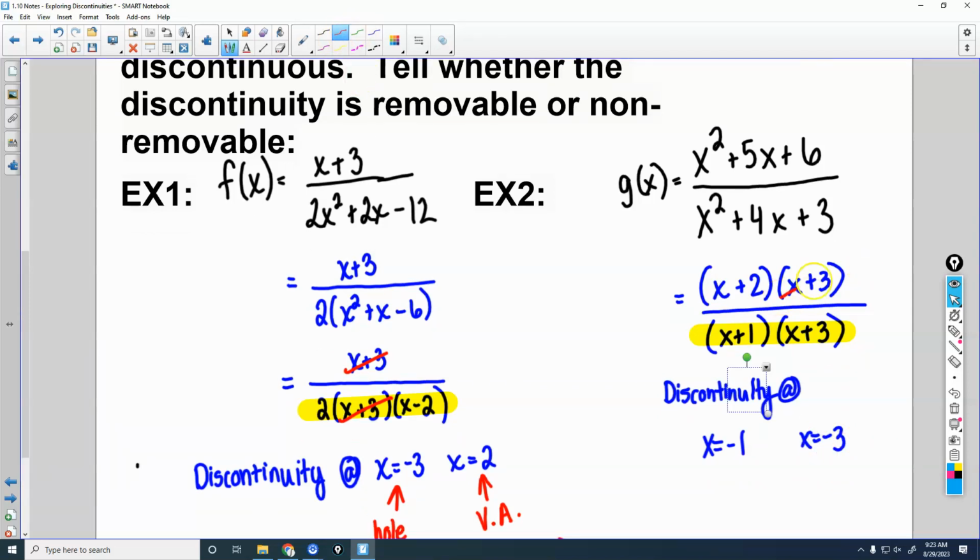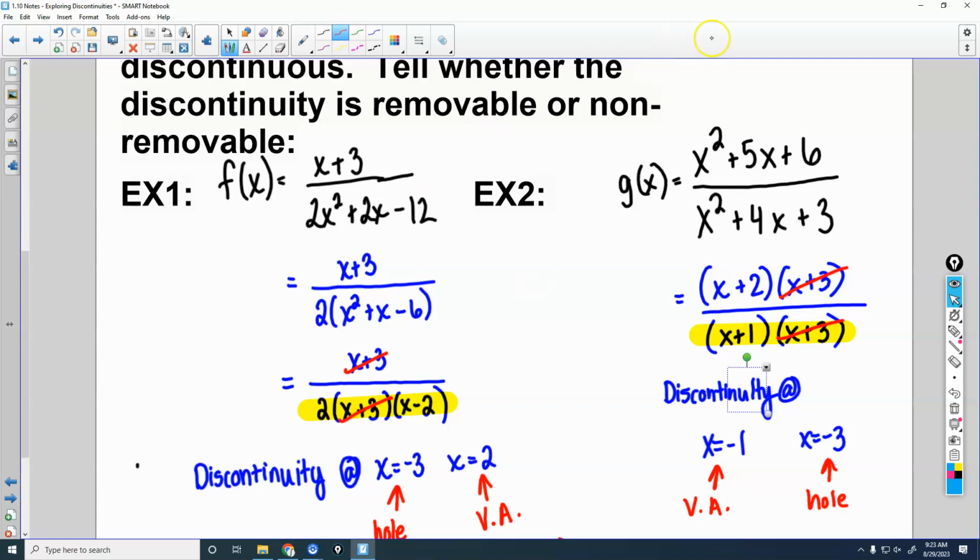But our x plus 3's do cancel. So what type of discontinuity do I have at -3? Hole, which remember is a removable. And what do I have at -1? Vertical asymptote, which is a non-removable there.